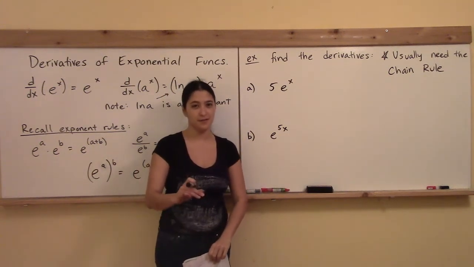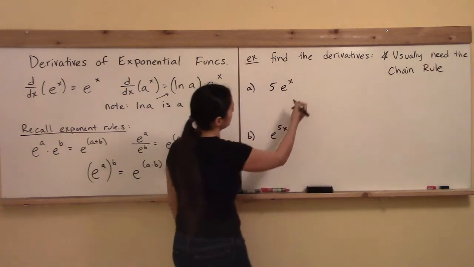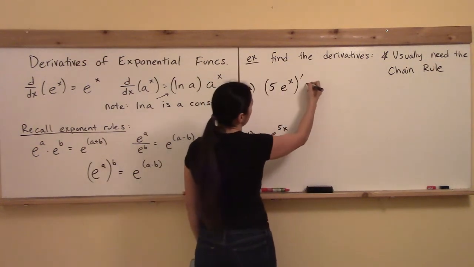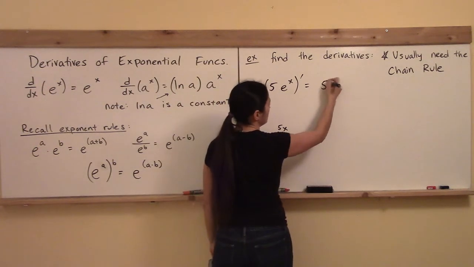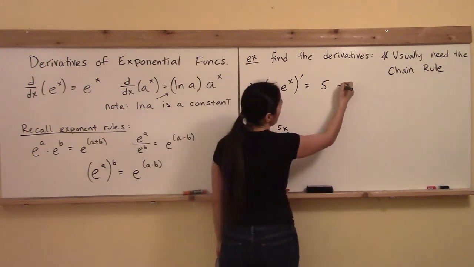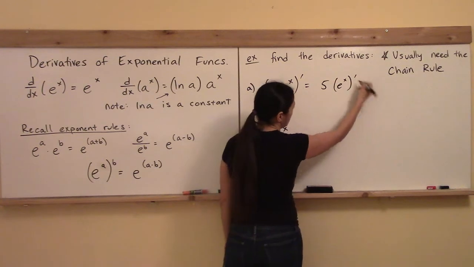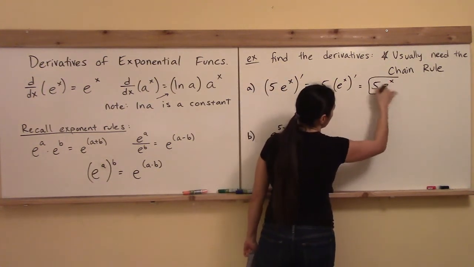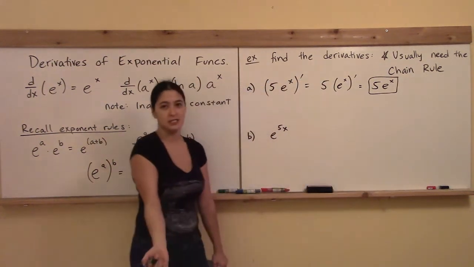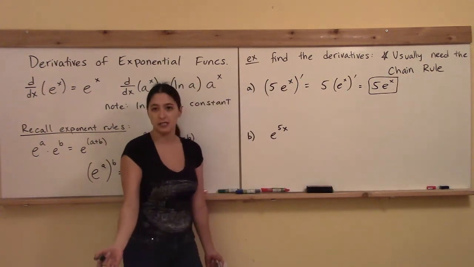Did you try them? I hope so. Okay, so this first one, like I said, pretty easy one. The 5 is just multiplying it in front, and so the 5 is just going to stay out in front, and then we're going to take the derivative of e to the x. But the derivative of e to the x is simply e to the x. So the derivative of 5 times e to the x is still 5 times e to the x.